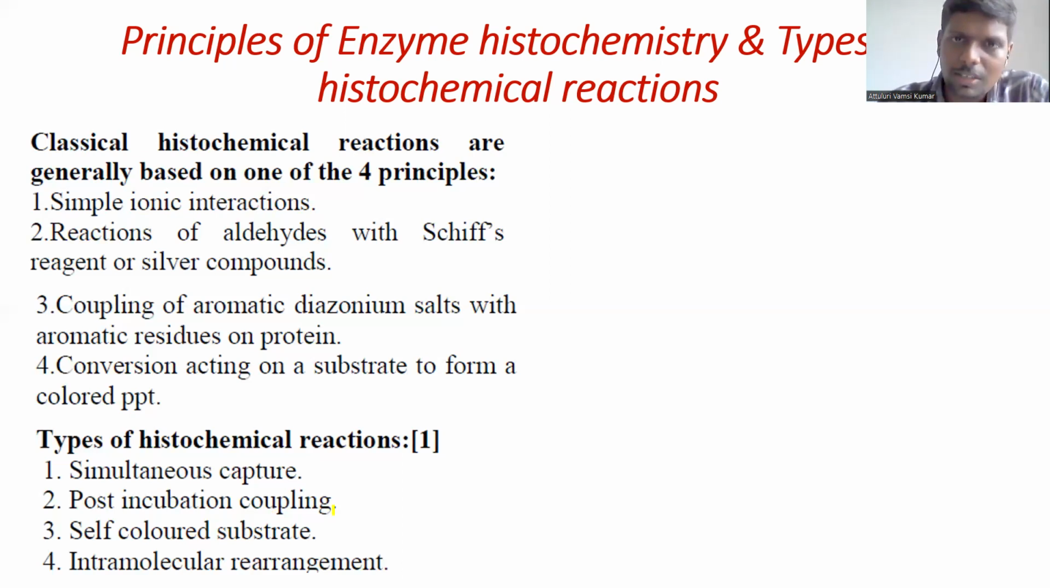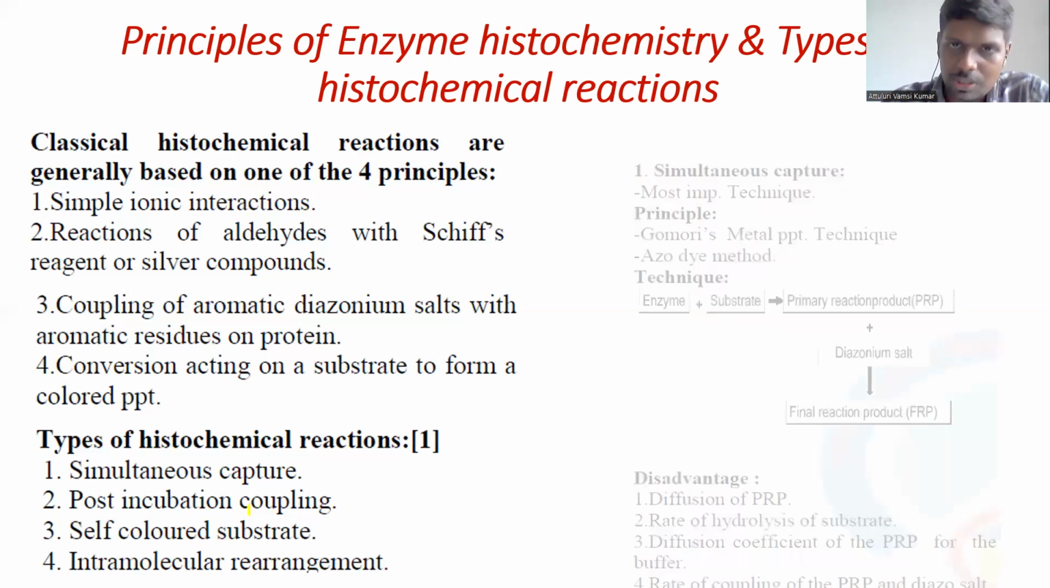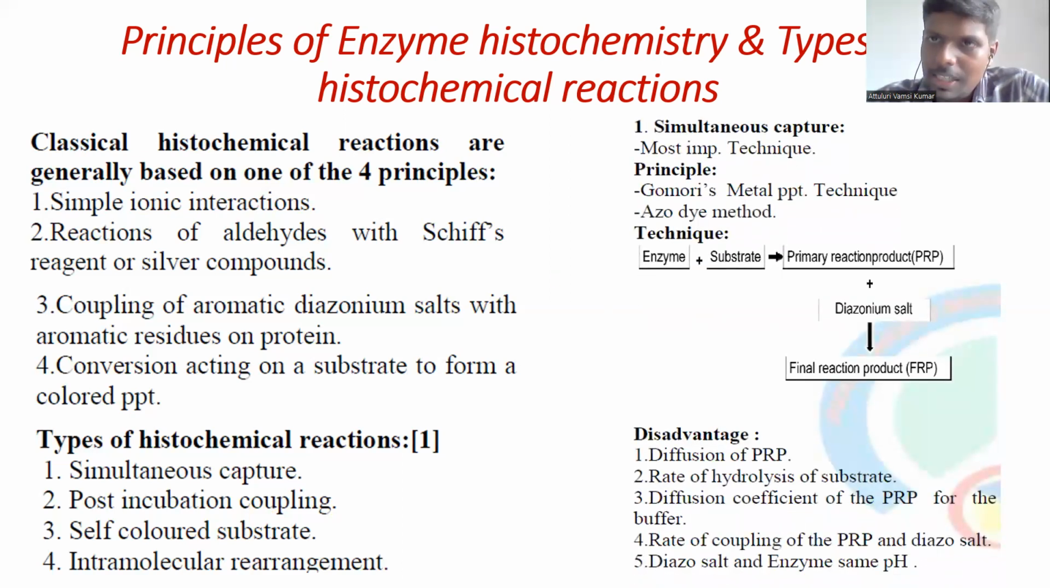Okay, so the first one, as I stated, is simultaneous capture. As the name suggests, it will simultaneously capture the enzyme product. The idea of simultaneous capture is we have enzyme reacted with substrate, and they give the primary reaction product, PRP, which reacts with a salt, and the salt gives an immediate color. So immediately after developing, the primary product immediately reacts with this diazonium salt, and it gives the final product. So this is the idea of simultaneous capture.